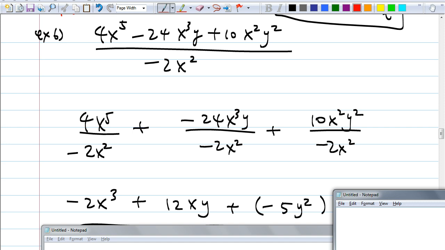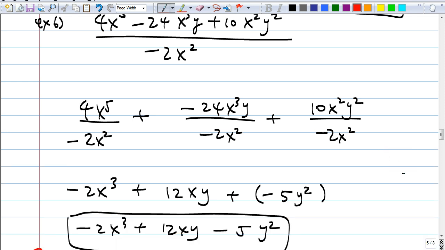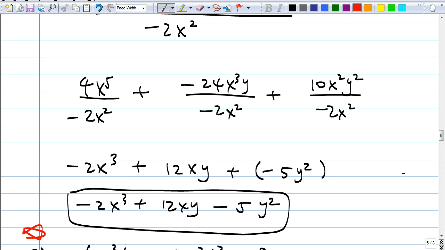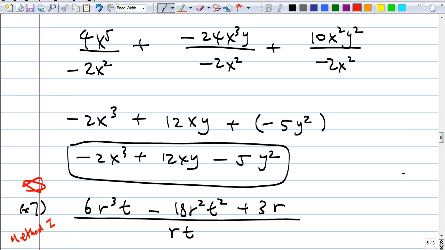So it turns out this one is much easier to do with method 1, okay? You could do method 2 to get the same answer. But by the way, at the end I'm just going to write it as minus 5xy squared, is that right? So try example 7. Now this one, just do method 1, because if you try to do method 2, it's kind of hard.